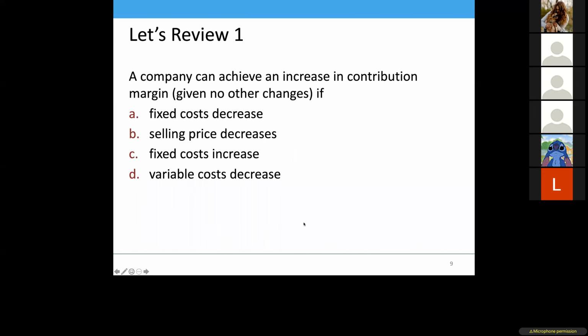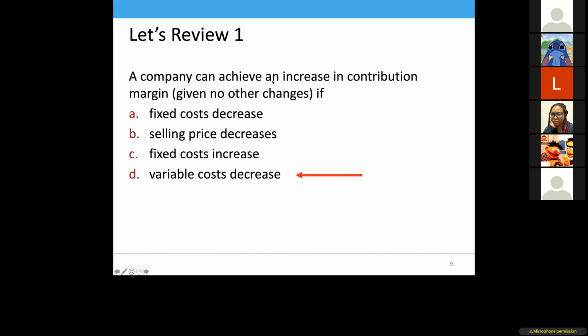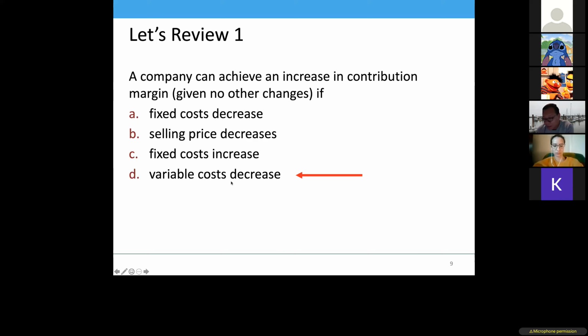Xudong? Are you there, Xudong? Yeah, can you hear me? Yeah, what's your answer? D, variable cost. Okay, good. Very good. So the answer is D, right? So basically, if your variable cost decreases, your sales minus the variable cost, that's your contribution margin, right? So variable cost decreases, contribution margin will be higher.